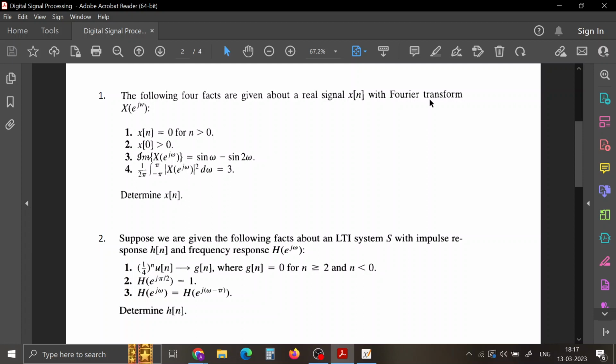As you know, any signal has two parts, an even part and an odd part. For a signal x of n, the even part is x of n plus x of minus n, whole divided by 2, and the odd part of x of n is given by x of n minus x of minus n, whole divided by 2. So with all this discussion in mind, let's try to solve this problem.